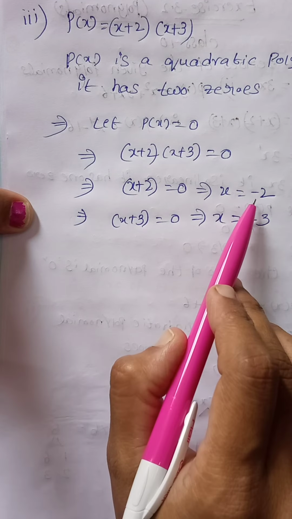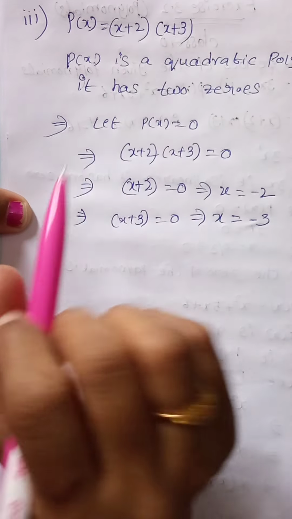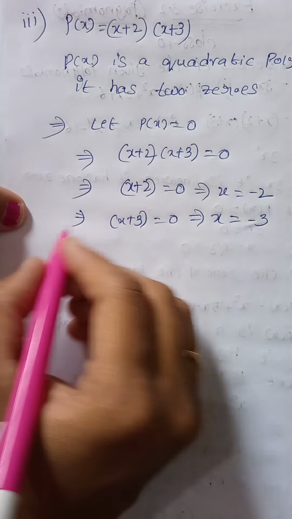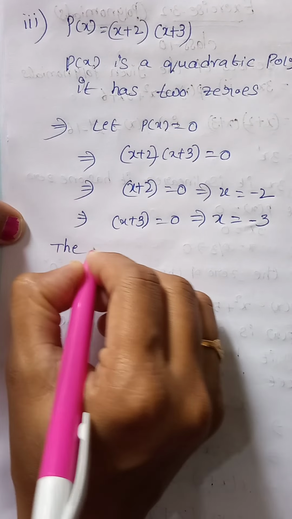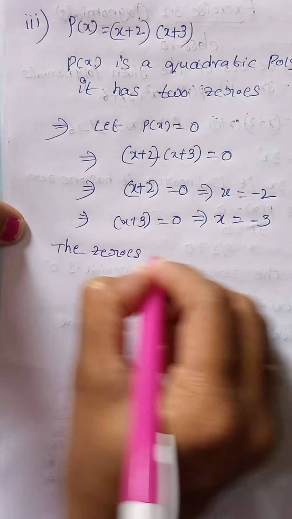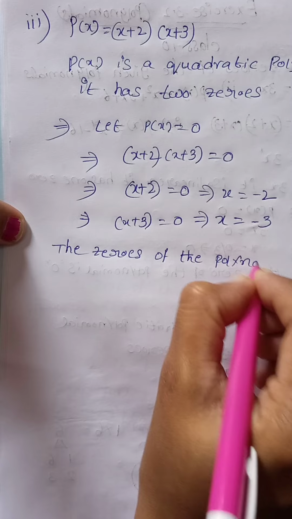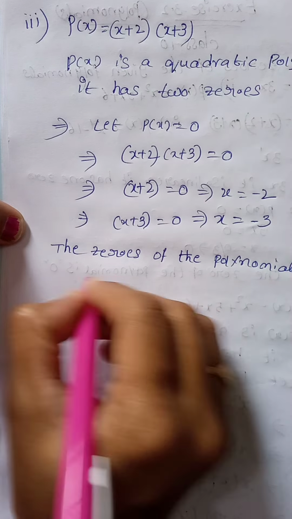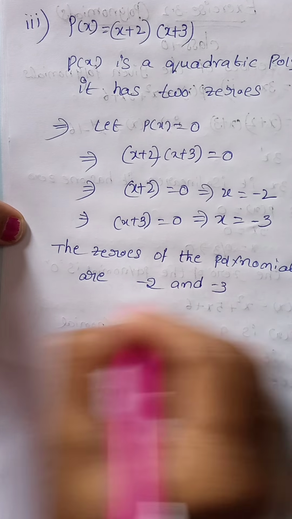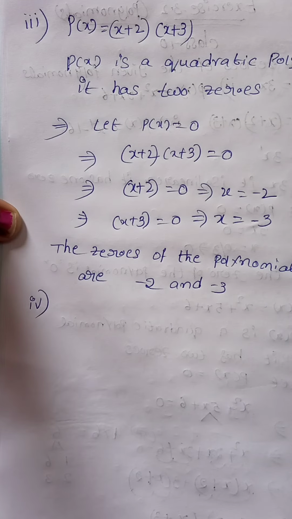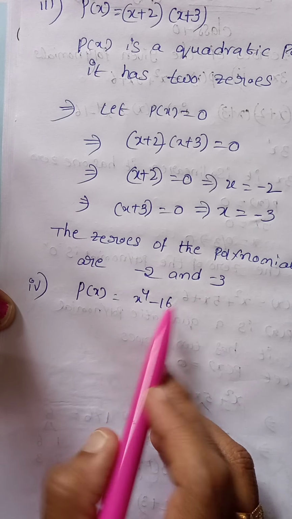If you substitute minus 2 and minus 3 in place of x, you will get P of x equal to 0. So that's why minus 2 and minus 3 are zeros of this quadratic polynomial. The zeros of the polynomials are minus 2 and minus 3. Now move on to the fourth one. Fourth one is P of x equal to x power 4 minus 16.